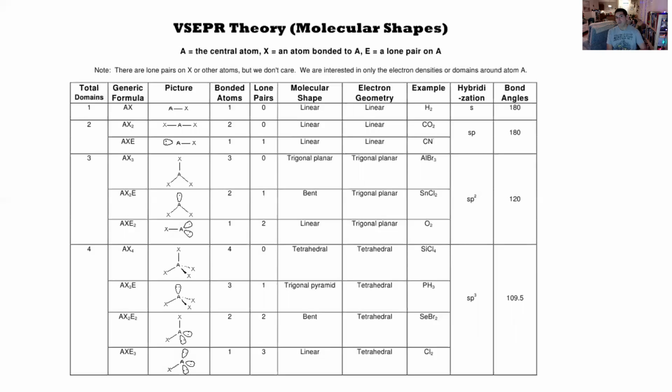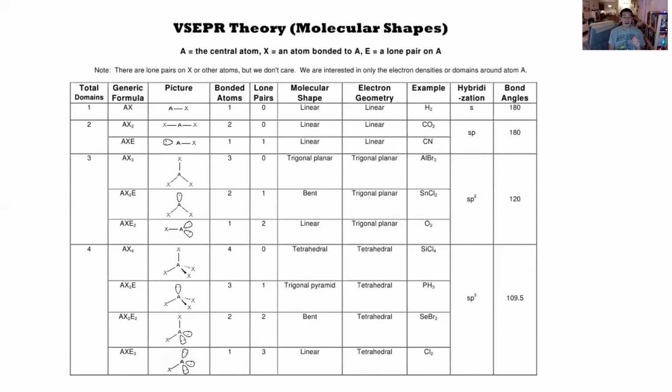So when we use the VSEPR theory, we often see these big charts. These charts have so much information in them, but we have to be able to interpret it to use it. What I'm going to focus on is what's listed in the second column as the generic formula. That is the VSEPR notation, where A represents a central atom, X represents an atom bonded to A, and E represents a lone pair on that central atom. And in this chart, we have a note: there are lone pairs on X or other atoms, but we don't care. We are only interested in the electron densities or domains around atom A.